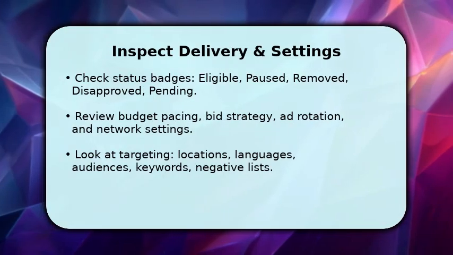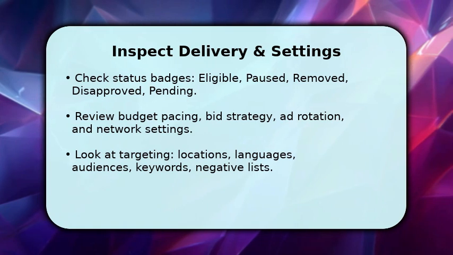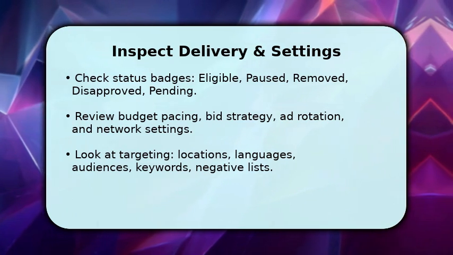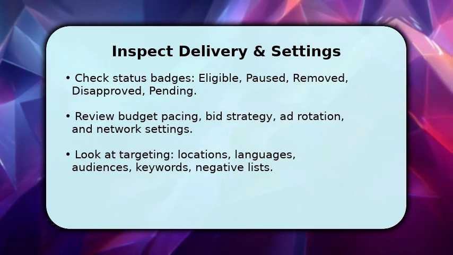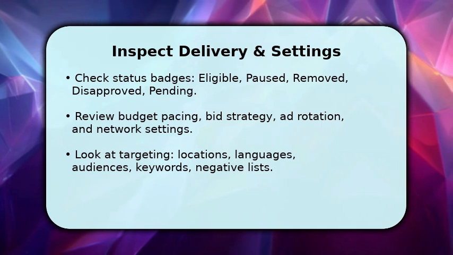Now you diagnose why a campaign is or isn't running. First, read the status badge: eligible, paused, disapproved, or pending, and click for details. Next, verify budget and pacing. Compare daily spend to budget to catch throttling. Confirm bid strategy and ad rotation to ensure auctions are being entered.